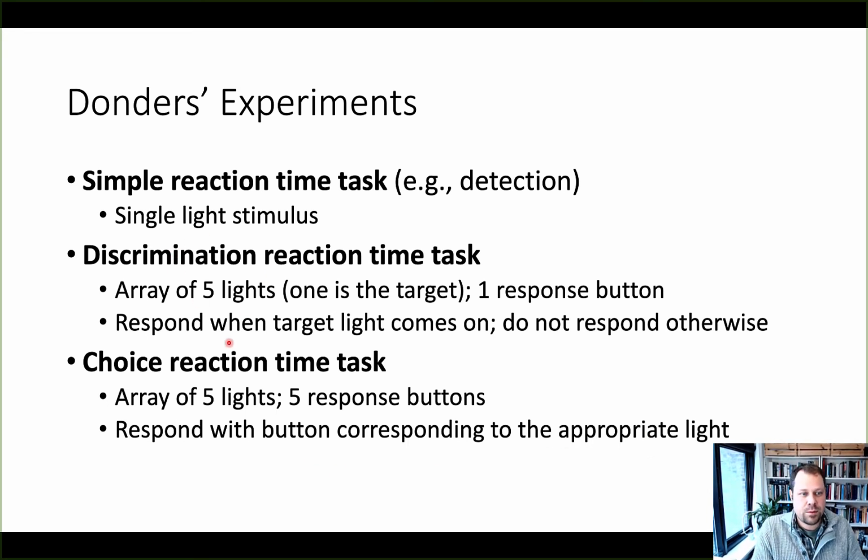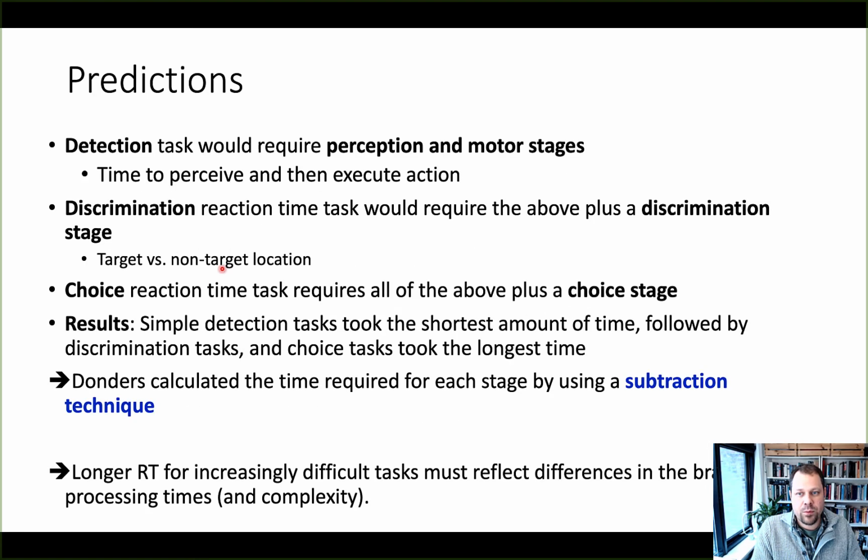So we have these 3 different tasks, and you can see that they increase in complexity, especially of the behavior. Now, there are a number of predictions that we can draw from this. The detection task is the simplest task. It requires you to perceive the stimulus and then simply execute a motor command, a button press in this case. So it's very simple. How long does it take to perceive and then execute the action?